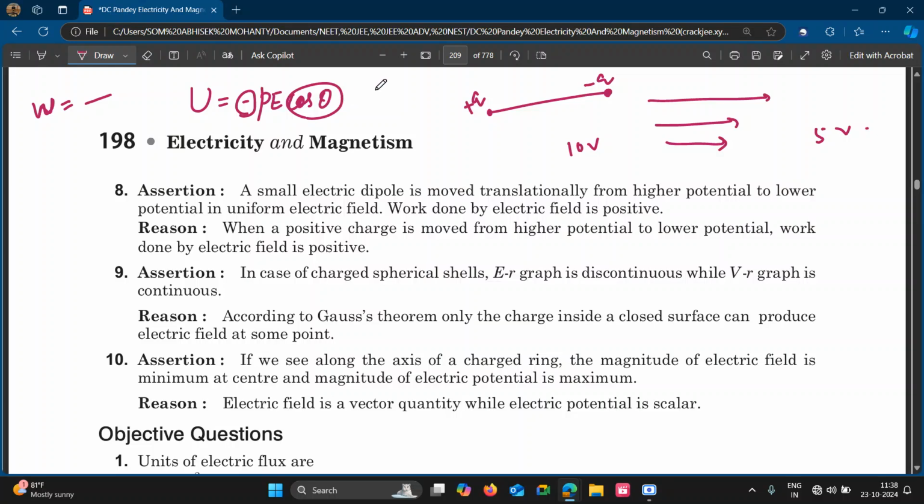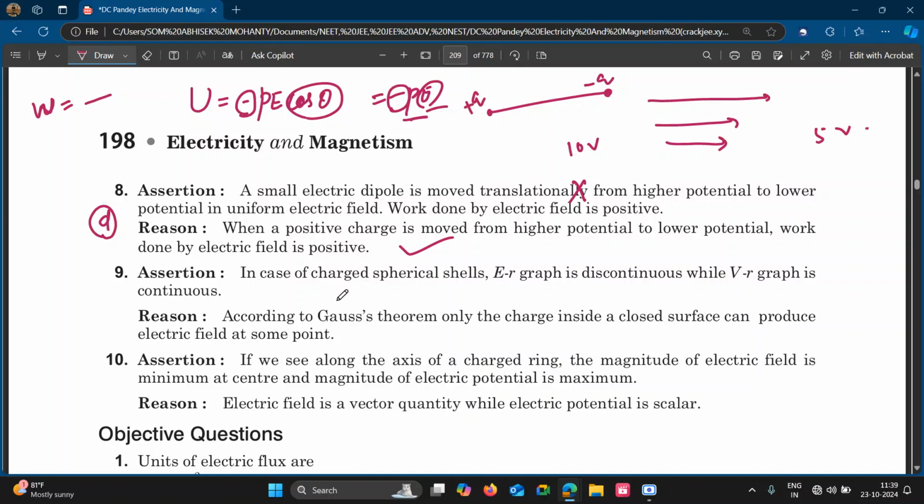So this cos theta, forget about it. Minus PE. E is positive, the uniform electric field is there. Dipole moment is there. So U is negative. Okay. U is negative. So the work done will be negative here. And when a positive charge moves from higher potential to low potential, work done by the electric field is positive. Yeah, that's correct. Positive charge will move from higher to low, then work done by the electric field is positive. This is correct, but the upper one is wrong. Okay? The very basic question. So option D, reason is correct, but assertion is false.